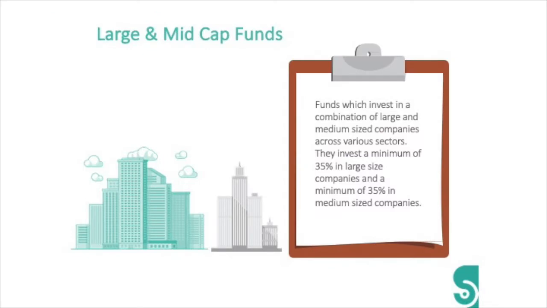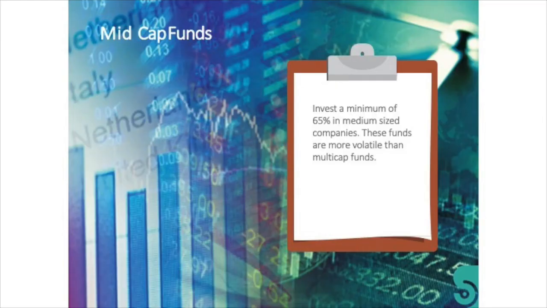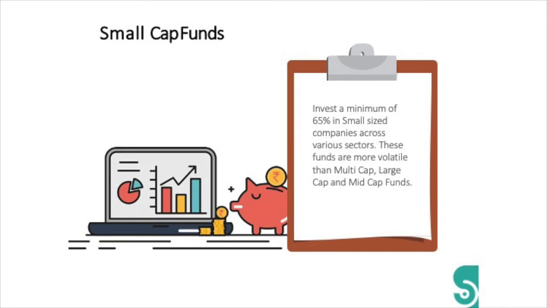Large and mid cap funds need to have a minimum of 35% in large cap stocks and 35% in mid cap stocks. You also have mid cap funds which typically need to have more than 65% invested mainly in mid cap companies. Small cap funds need to invest a minimum of 65% in small cap stocks.